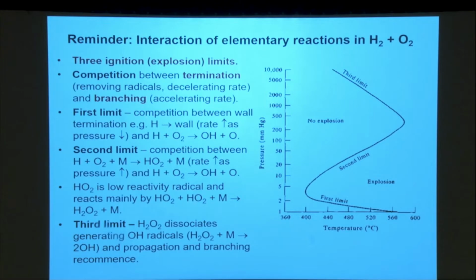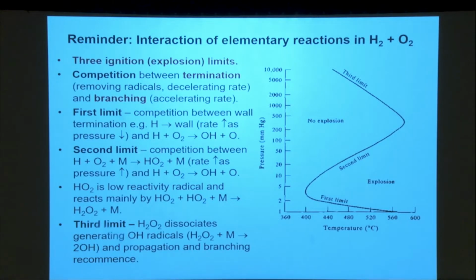At the first limit, we've got the competition between a wall termination of hydrogen radicals and the main chain branching reaction in hydrogen-oxygen, which is the reaction of the H radical with oxygen. This is chain branching because we're going from one radical, H, to two radicals on the right-hand side, OH and O. This is accelerating the reaction because these two radicals can then go on to react with other large molecules, hydrogen, for example.